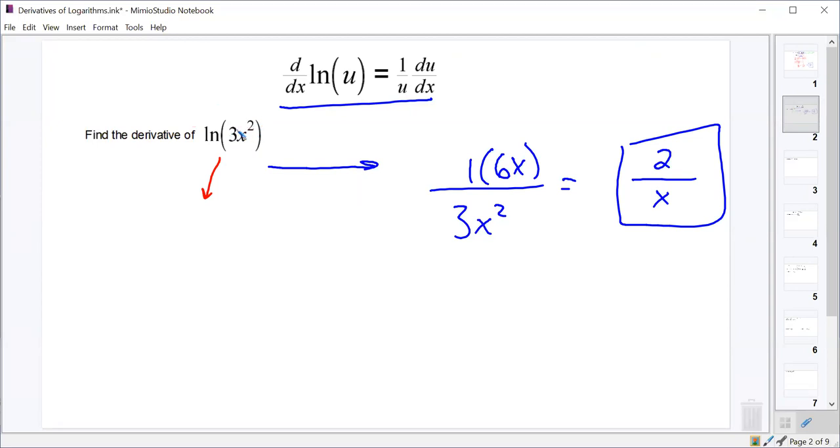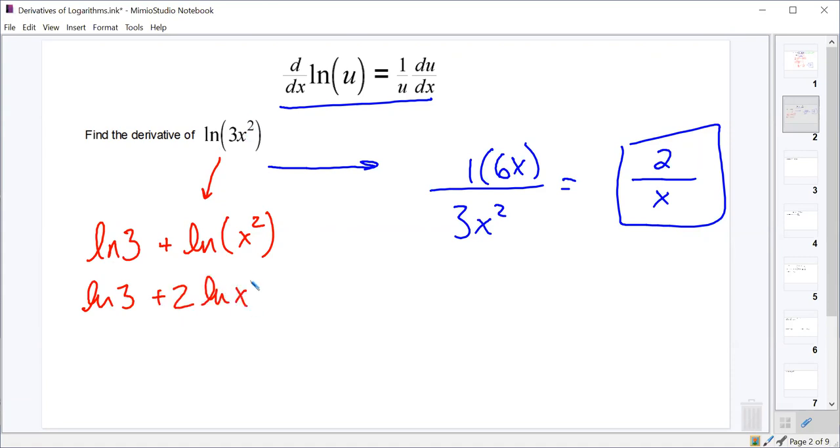Oh, I see what you mean. Then you would have to split it up. Exactly. So we could write it as natural log of 3 plus natural log of x squared. Isn't that the multiplication addition rule for logarithms? If it's multiplied within the logarithm, you can separate it as a plus in 2 different logarithms. And now we can bring that 2 out front.